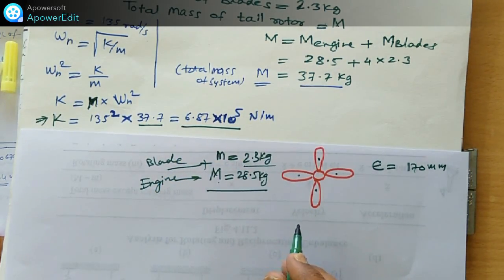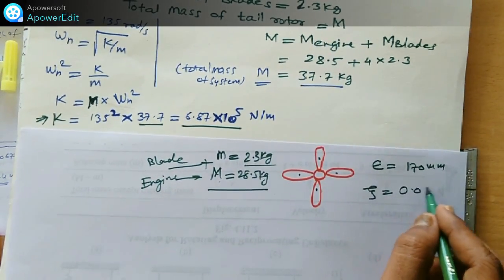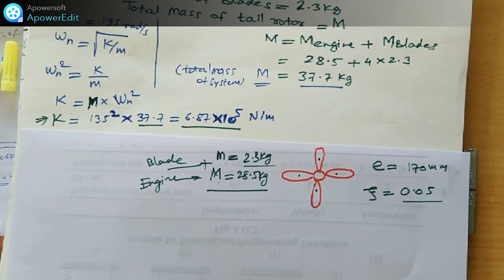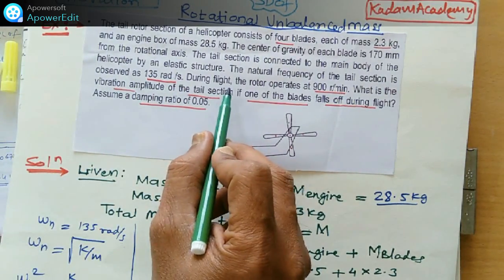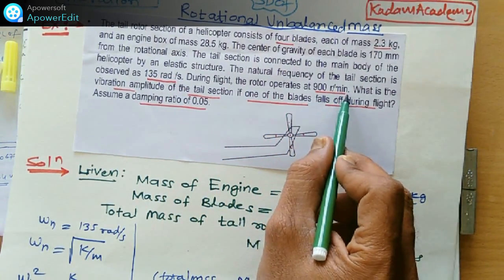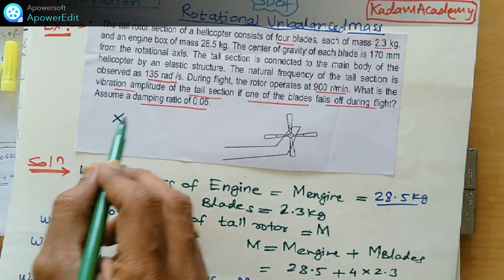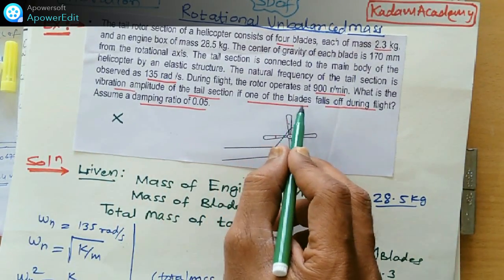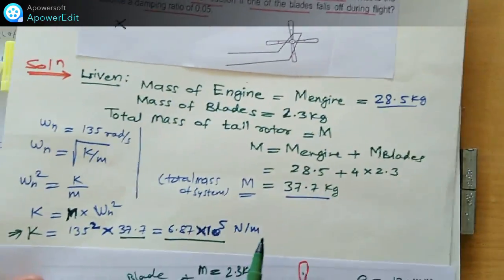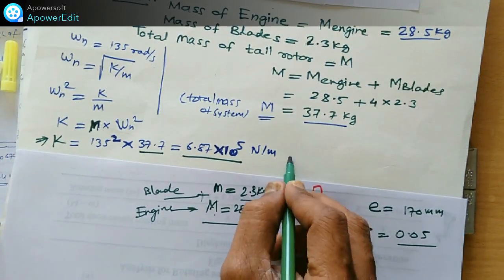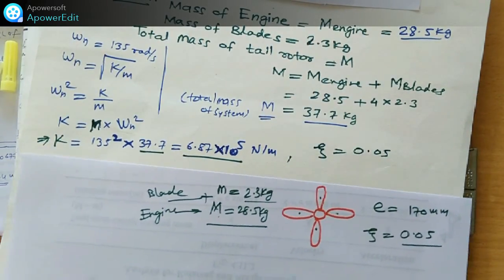Now friend, what is also given here? The value of zeta is also given, 0.05. These are the given data. But what is asked in the numerical? During flight, the rotor operates at 900 revolutions per minute. What is the vibration amplitude, capital X, of the tail section if one of the blades falls off during flight? Assume the damping ratio, which is also given, zeta equal to 0.05.